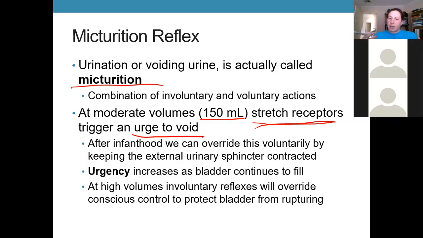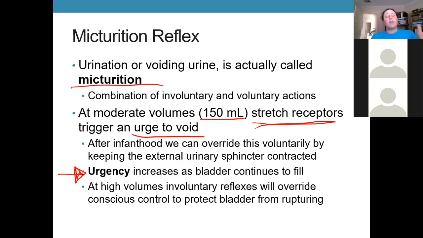But every couple hundred mils or so, the stretch receptors will get triggered again and we'll be like, oh, you know, I gotta pee. And the more full the bladder gets, the more the sense of urgency builds, right? You're like, no, I really have to pee. When you get near that 500 mil mark or whatever it is for your particular bladder at these high volumes, you will get to a point where you cannot say no anymore.